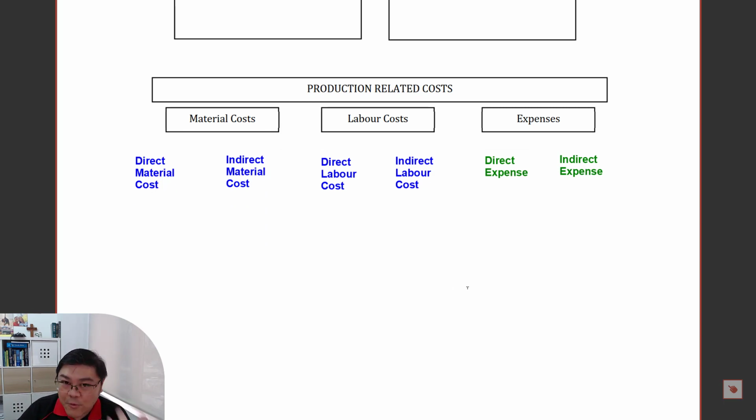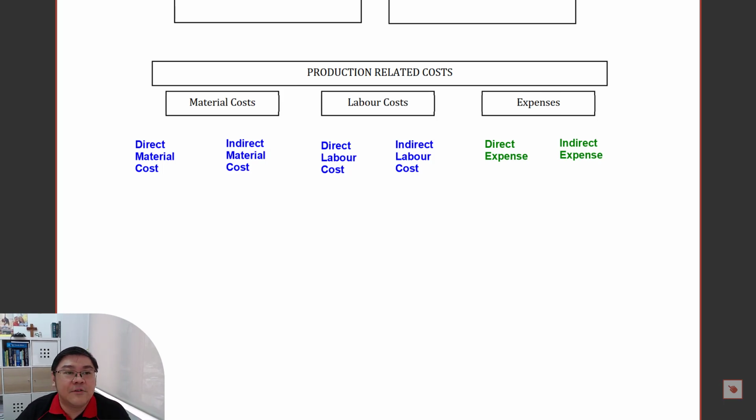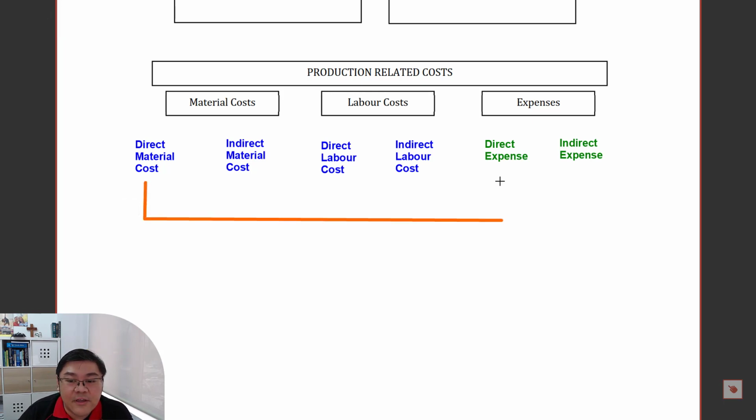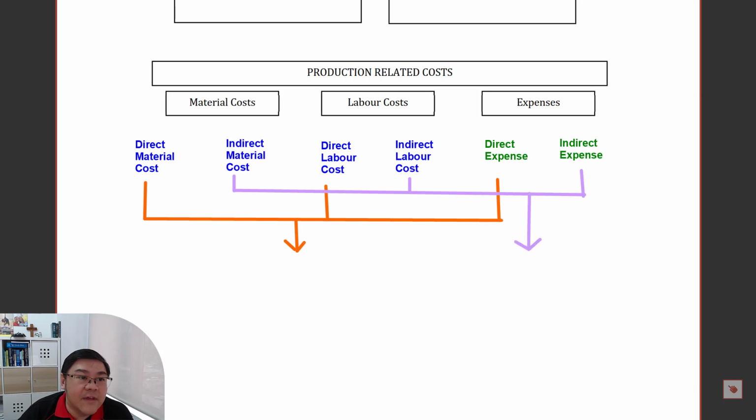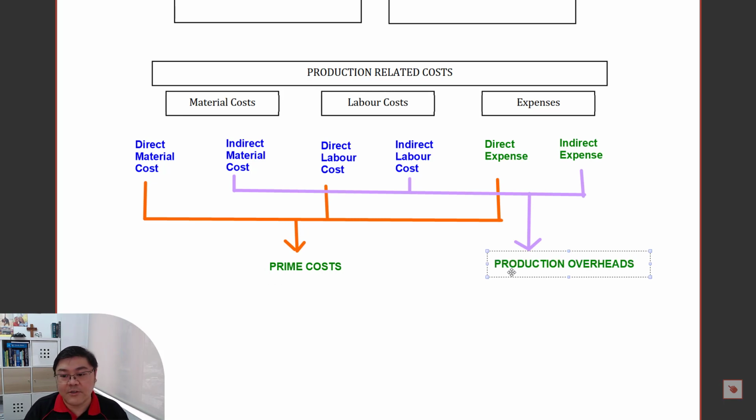So you don't have to get too overwhelmed, like, wow, there's a lot of things that I need to know. Okay, so now what I'm going to tell you is this. The way we actually group the costs is in this manner. When you have all the costs that are direct in nature, they will be grouped as one category. And then when you have all the costs that are indirect in nature, they will be grouped as another category. Now we call this the prime cost, and we call these production overheads.